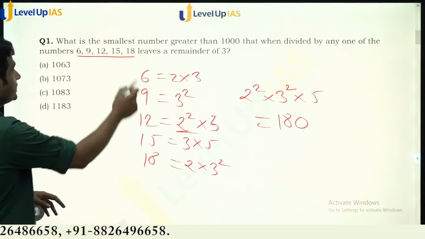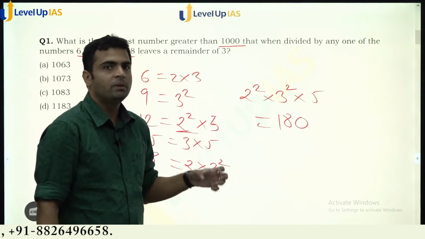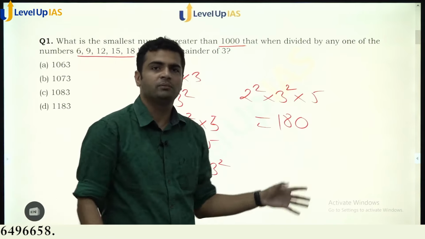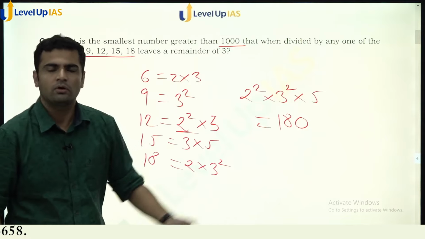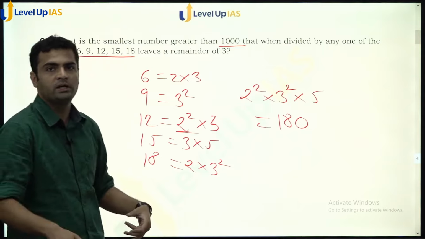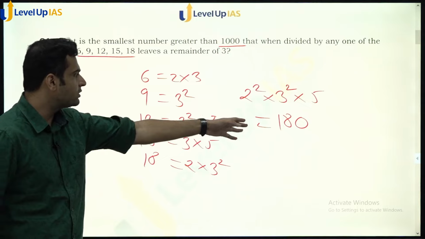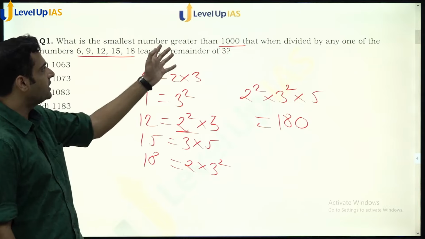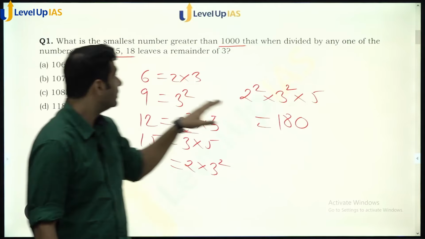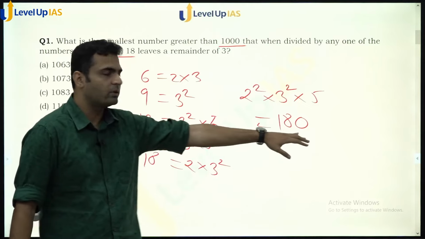Now we want to find the smallest number greater than 1000. Every common multiple of these numbers is also a multiple of the LCM. That is one of the basic properties of LCM, or it follows directly from the definition of LCM, a least common multiple. So there are other common multiples, which are multiples of this 180 as well. Now the question is, which of these common multiples is just greater than 1000, but a multiple of 180.